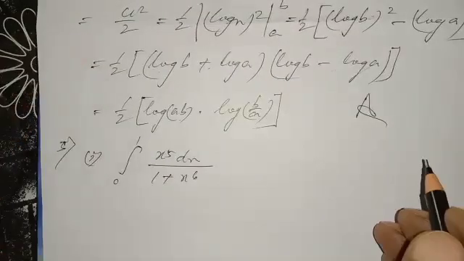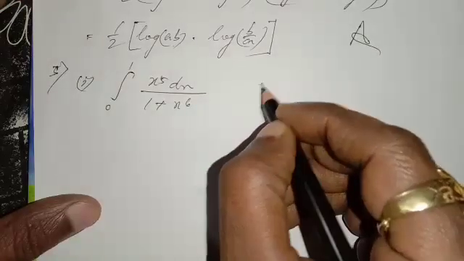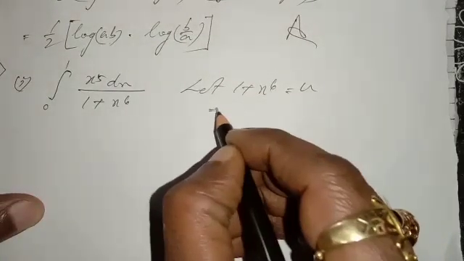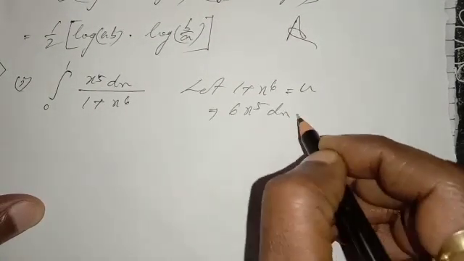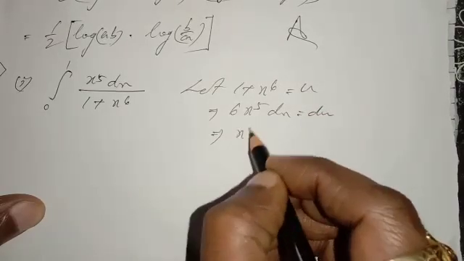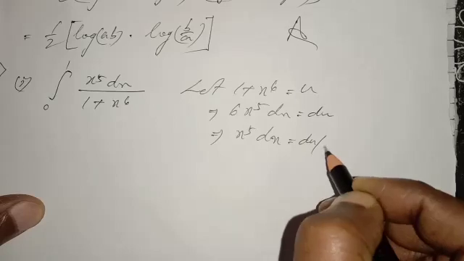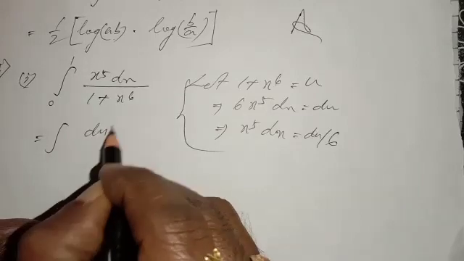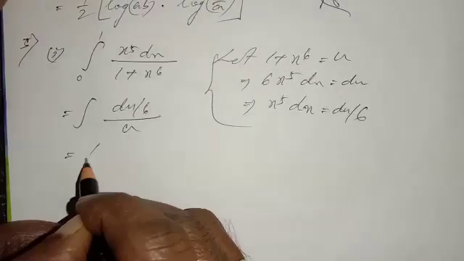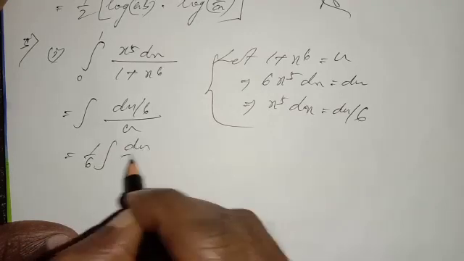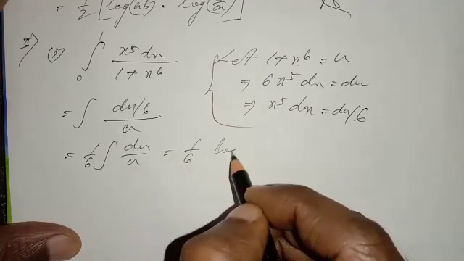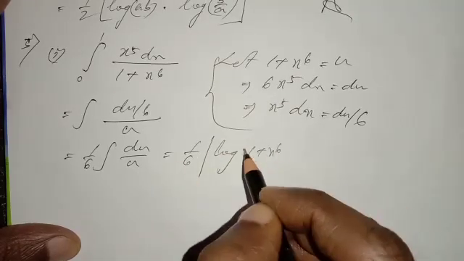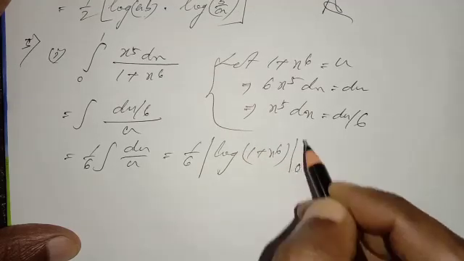How to solve? Let 1 plus x to the 6 is equal to u. Differentiating both sides, this will be 6 into x to the power 5 dx equal to du. Therefore, x to the power 5 dx is equal to du by 6. Now replace x to the power 5 dx, that will be du by 6. This is u. That is nothing but 1 by 6 integration du by u, which is equal to 1 by 6 log of u. U means directly 1 plus x to the power 6, the limit 0 to 1.